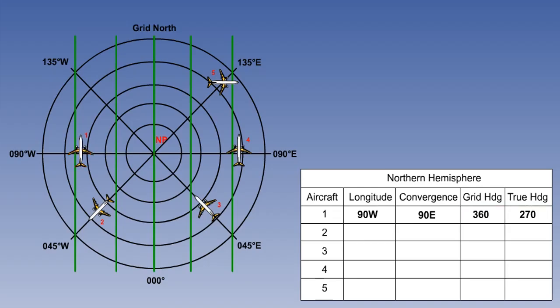Now try the same exercise for aircraft numbers 2 to 5. Do it both ways, firstly by visual inspection and then secondly by using the rules. Get a piece of paper and work out what goes in each of the blanks. When you're finished, click to continue to check your answers.